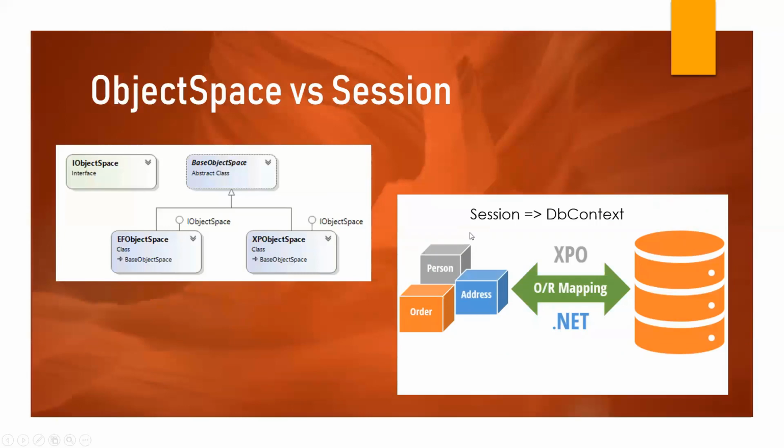First, we will see what the object space and the session are. A long time ago, I think it was 2012, there used to be only one object space, the XPObjectSpace. Of course, it was not called like that at that time. But if you come from another ORM, like Entity Framework, the object space or session are basically the equivalent of the DbContext in Entity Framework. So it's basically your bridge from an object-oriented world to the relational database world.